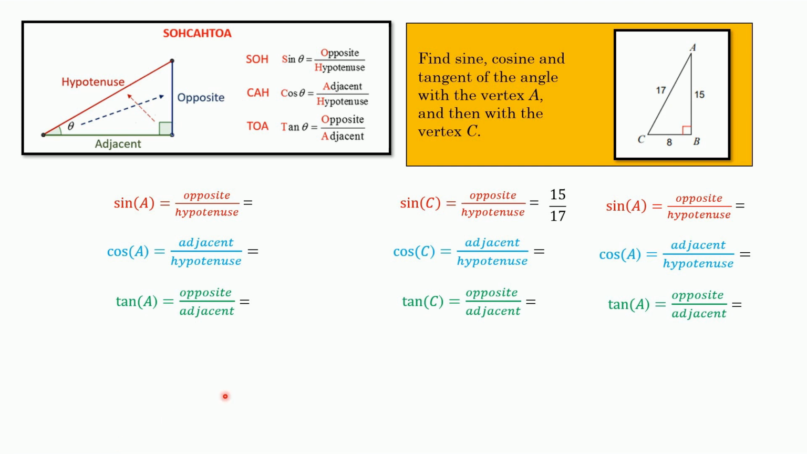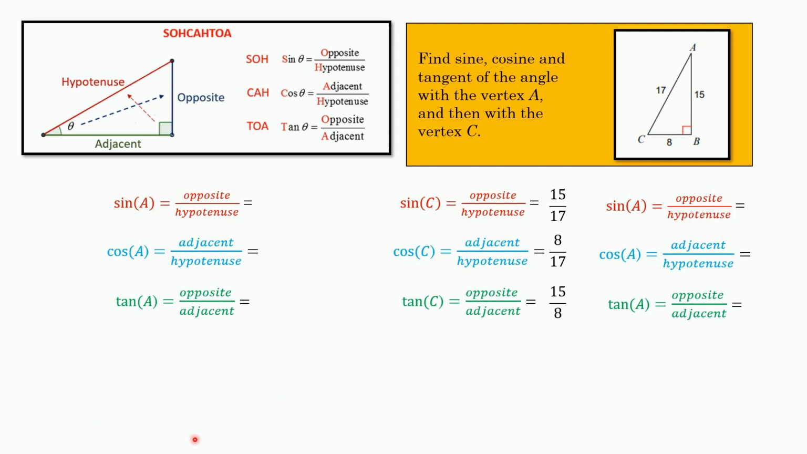Now cosine is adjacent over hypotenuse. Adjacent is 8. 8 is adjacent to angle C, and the hypotenuse is 17. So cosine is 8 over 17. Now, tangent, opposite over adjacent. So opposite is 15, adjacent is 8. So it's 15 over 8.